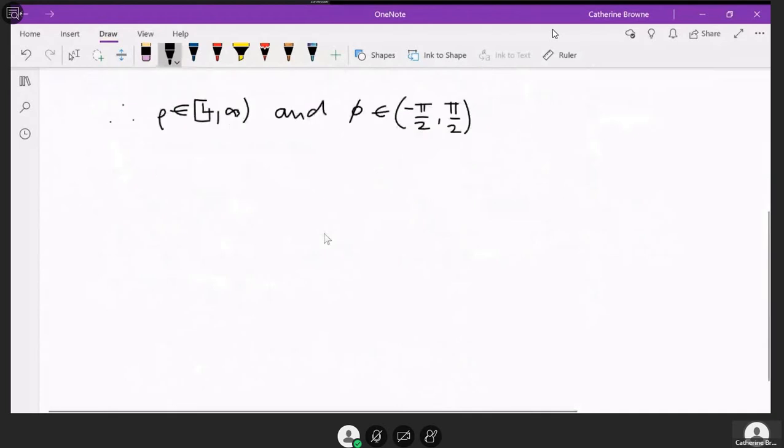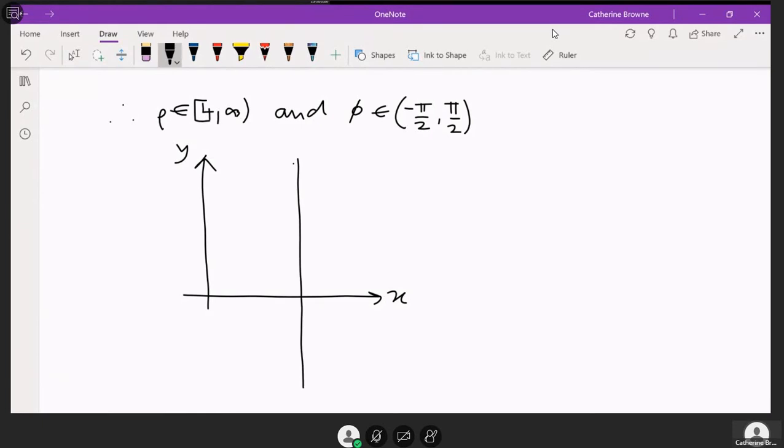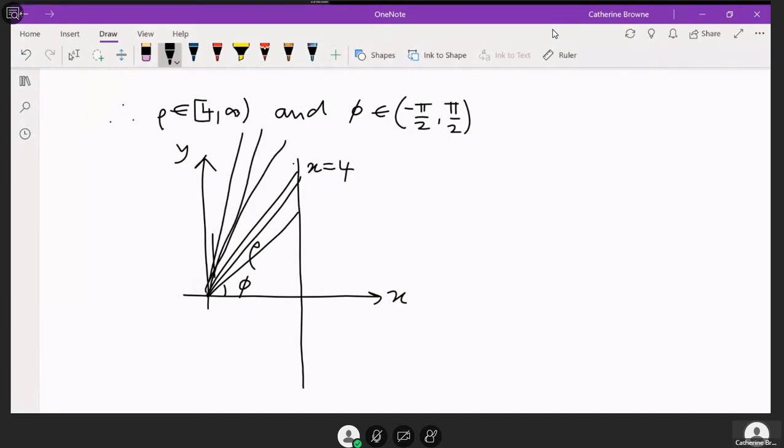Or if I just consider that in 2D, it might be easier to see. If this is x and say that's y, then you've got x is equal to 4, and so that's the length rho, and then this is the phi, and as phi increases, the rho has to increase, and so that's a relationship between phi and rho to represent that plane.